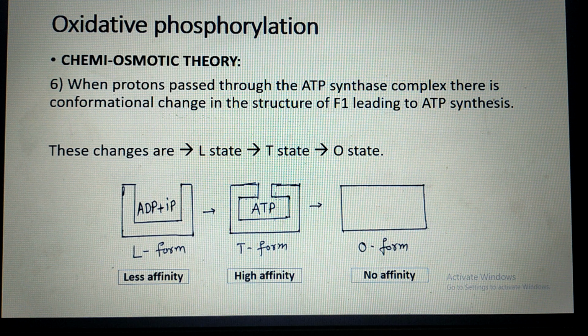In this case, the ADP and inorganic phosphate, which are away from each other, come close to each other, and that phosphate is incorporated or binds with ADP, and ATP is synthesized. When ATP is synthesized, suddenly this T form is converted into O form, and it releases its ATP. When ATP is released from the O form, the O form again gets converted into L form, and a new ADP and new inorganic phosphate come and attach to the L form.